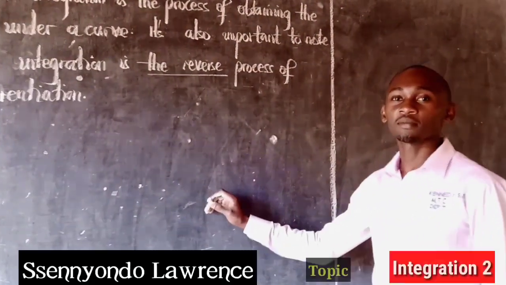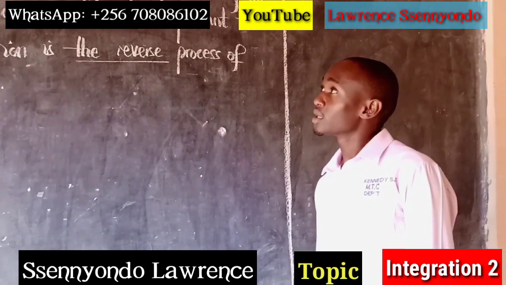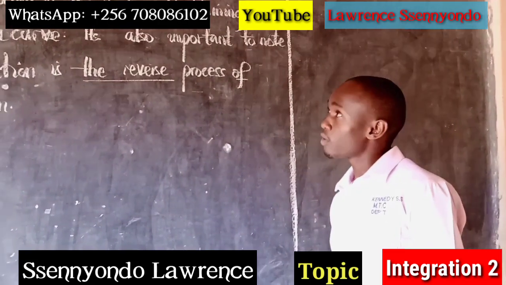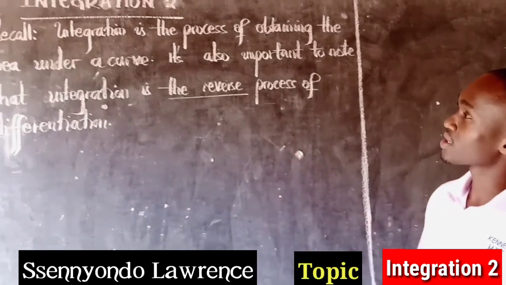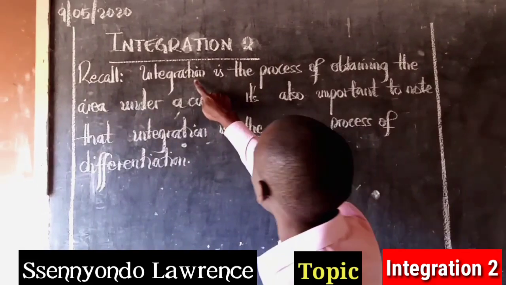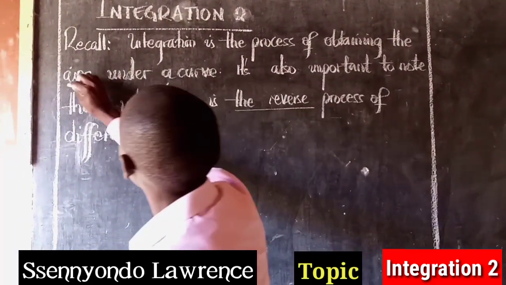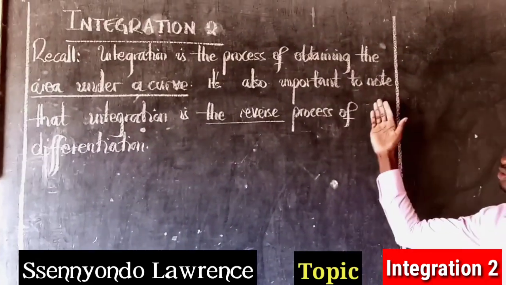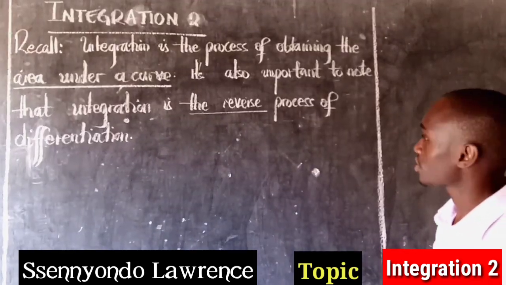Senyondo Lawrence, a mathematics teacher at Kennedy Secondary School, Kisubi. Today in advanced level mathematics, paper 1 strictly, according to the Ugandan syllabus, we want to look at integration 2. We are recalling that integration is the process of obtaining the area under a curve. It's also important to note that it's the reverse process of differentiation.